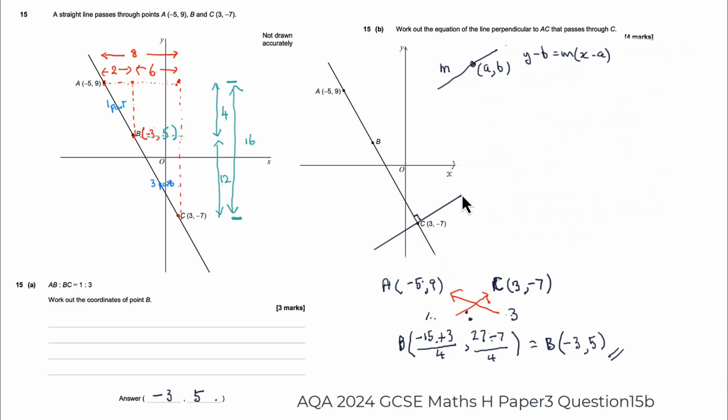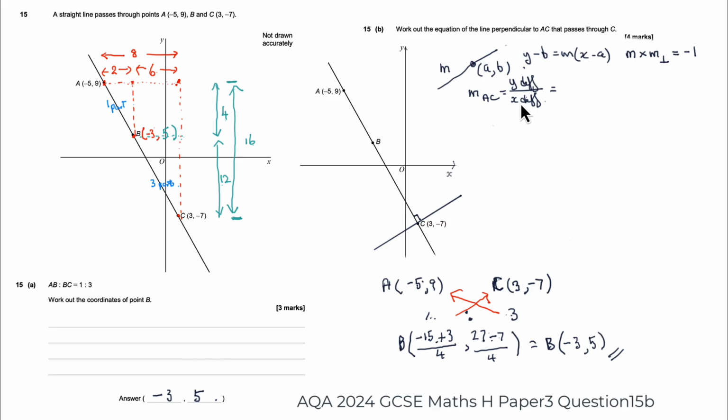We don't know the gradient of this line. We do know it's perpendicular to AC. We can use the result that the gradient of a line times the gradient of a perpendicular line to that will give us -1. So let's see if we can work out, first of all, the gradient of the line from A to C. And to do that, I'm going to look at the y difference divided by the x difference.